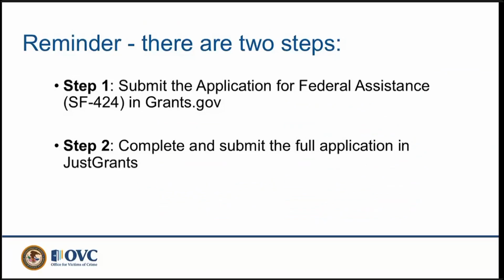As a reminder, all applications are submitted to DOJ electronically through a two-step process, and you will be required to register and add users in two different systems. For step 1, you'll submit the application for federal assistance or SF424 in Grants.gov. For step 2, you'll complete and submit the full application in JustGrants. Again, we encourage you not to wait until close to the deadline to submit your application. Please keep in mind during the final step of submission, the JustGrants system will check your application for completeness.